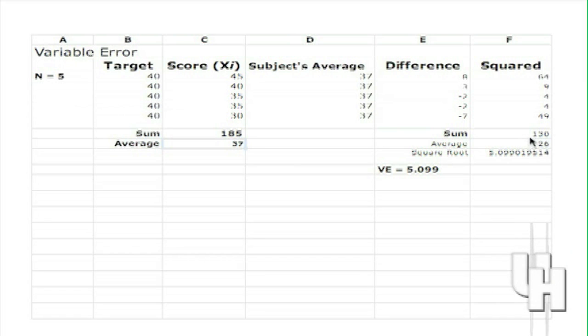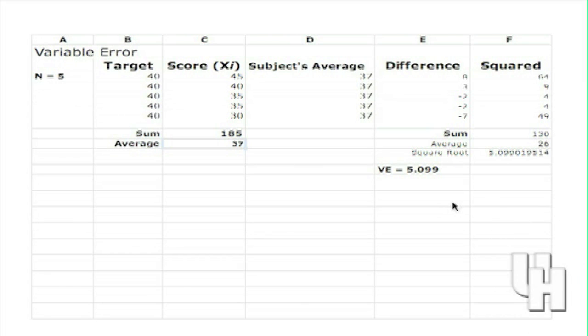Then we take the average, which is 130 divided by n, or 5. That leaves us 26, or the average of the squared values is 26. And then we take the square root of that value, the 26, take the square root, that leaves us 5.099. And I just rounded off over here to variable error equals 5.099.